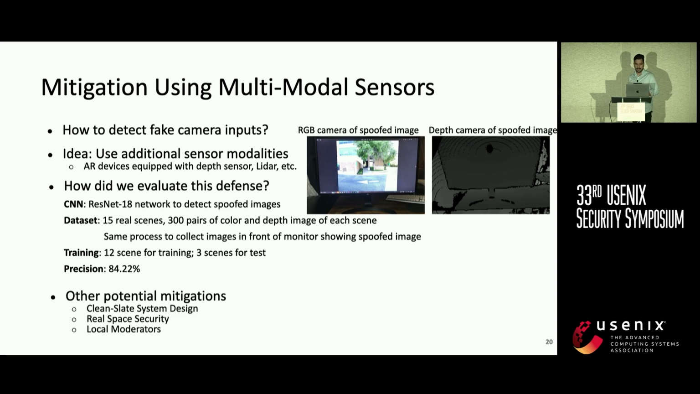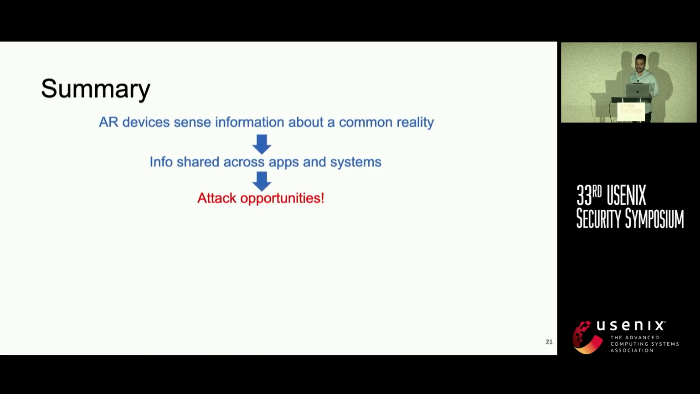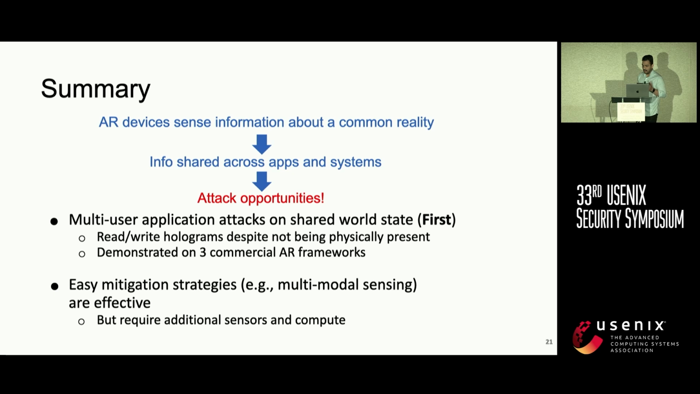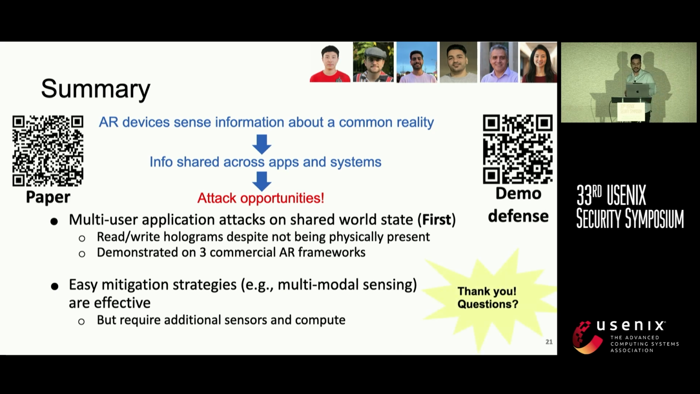Also, there are potential mitigations, and for more information, you can read the paper. And in summary, AR devices sense information about the common reality, and this information is shared across applications and systems and provides attack opportunities for the attacker. We covered 3 attack scenarios against AR frameworks, and we proposed a mitigation against them. And for more information, you can scan the QR code to access the paper and the demo defense. Thank you so much.